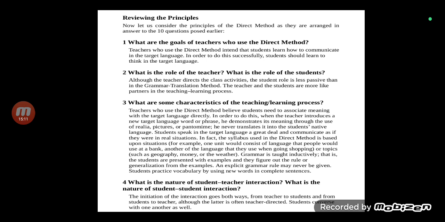They were in real situations. In fact, the syllabus used in the direct method is based upon situations. For example, one unit would consist of language that people would use at a bank, another of the language that they use when going shopping, or topics such as geography, money, or the weather.